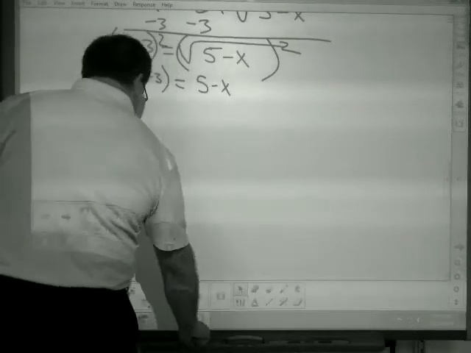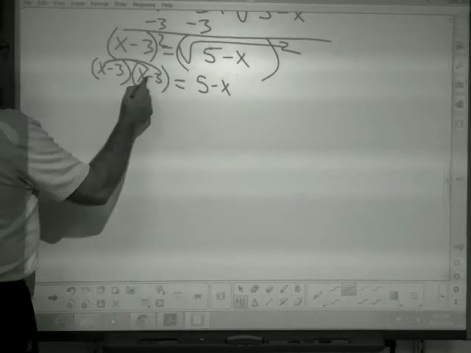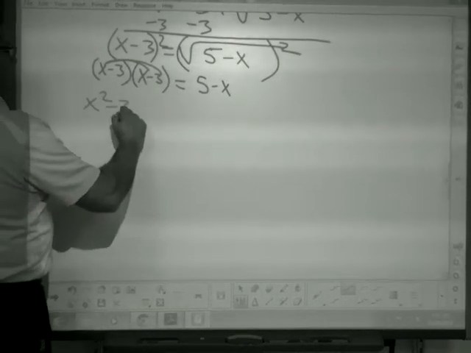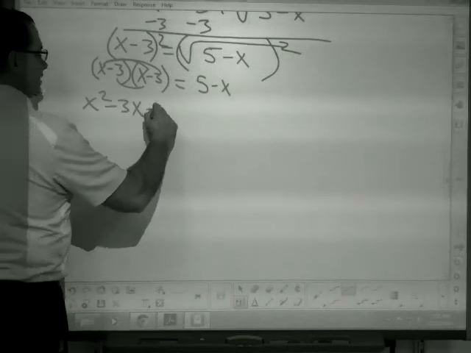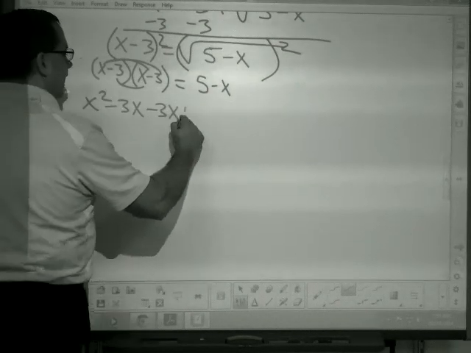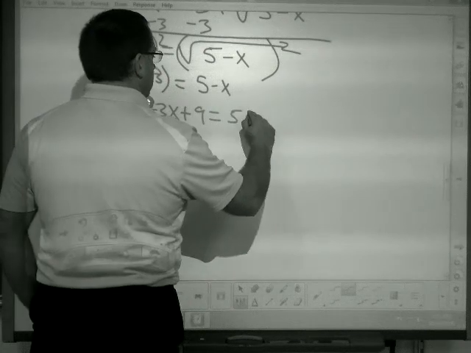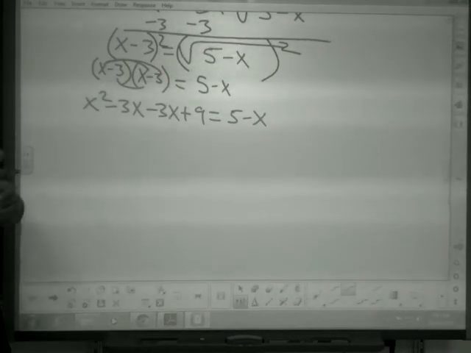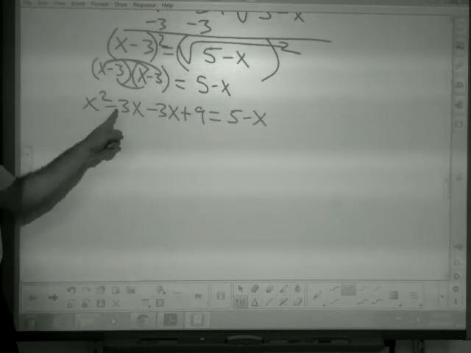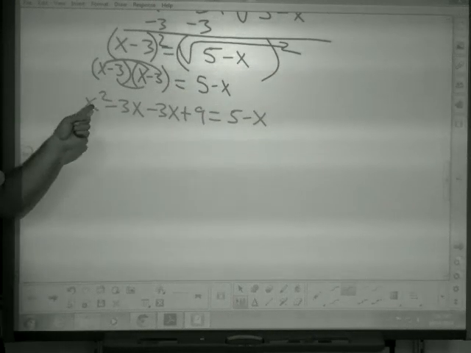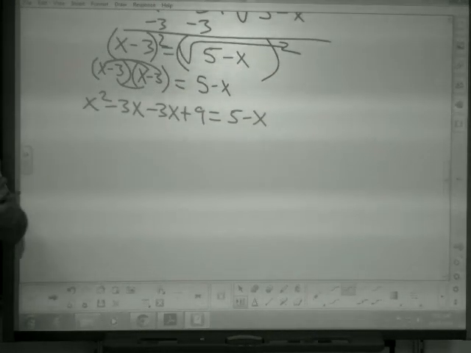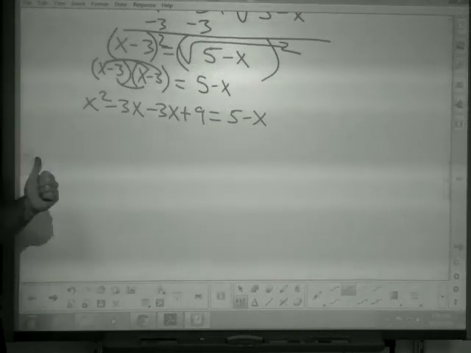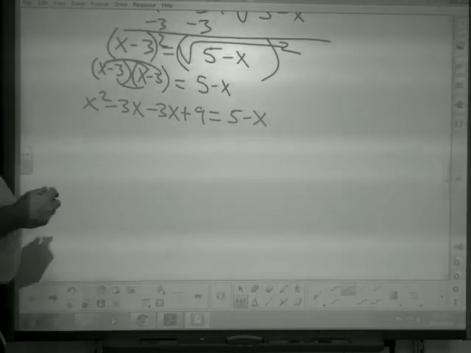Well, if I do FOIL, right? First, outer, so I get x squared minus 3x. Inner, minus another 3x. Last, plus 9 is equal to 5 minus x. So I've isolated, I've squared both sides. Now what I have left, I have to solve for x. And I notice it's now an x squared problem, which means we got to get it all to one side and get it equal to 0 and do some factoring.